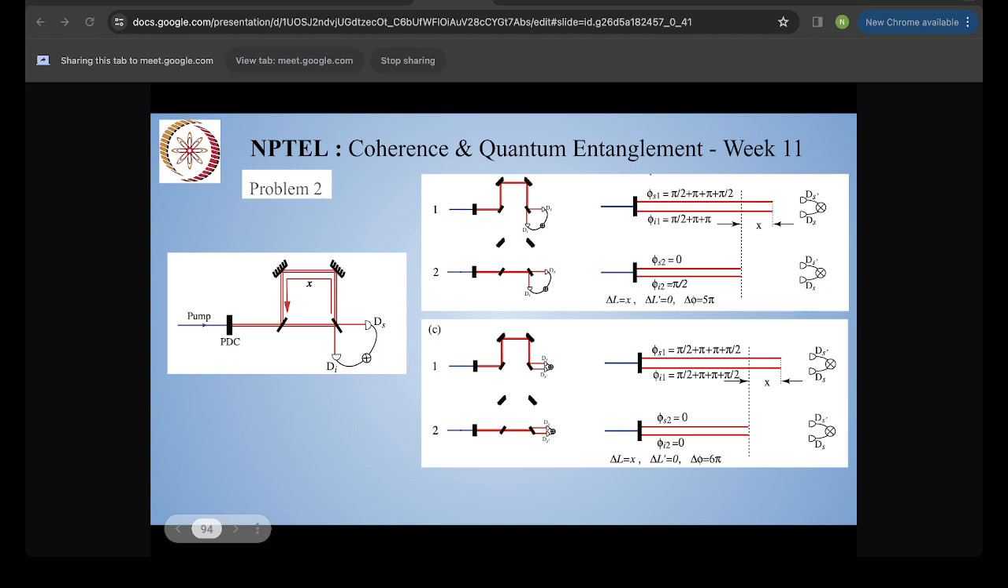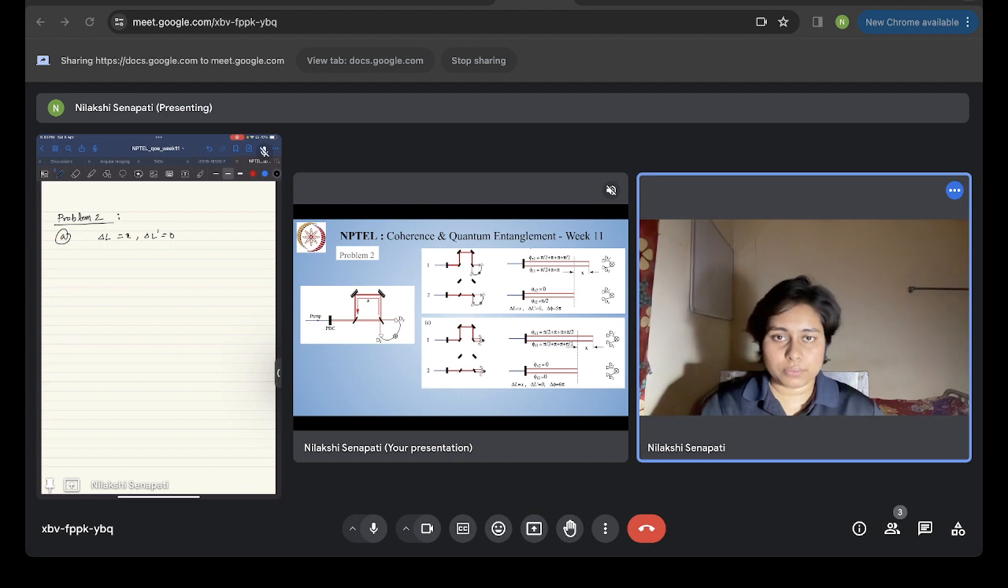So first let me do it step by step. First, since the coincidence detection system is much faster than the time delayed between the two arms of the interferometer, there will be only two alternatives that will contribute to the coincident detection. For these two alternatives, delta L is equal to x and delta L dash equal to 0, that is shown in this. And delta phi will be 5 pi.